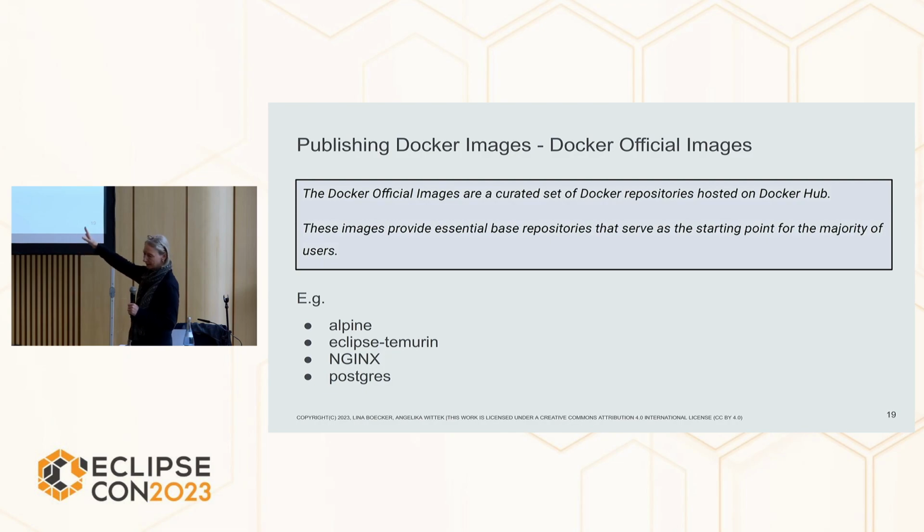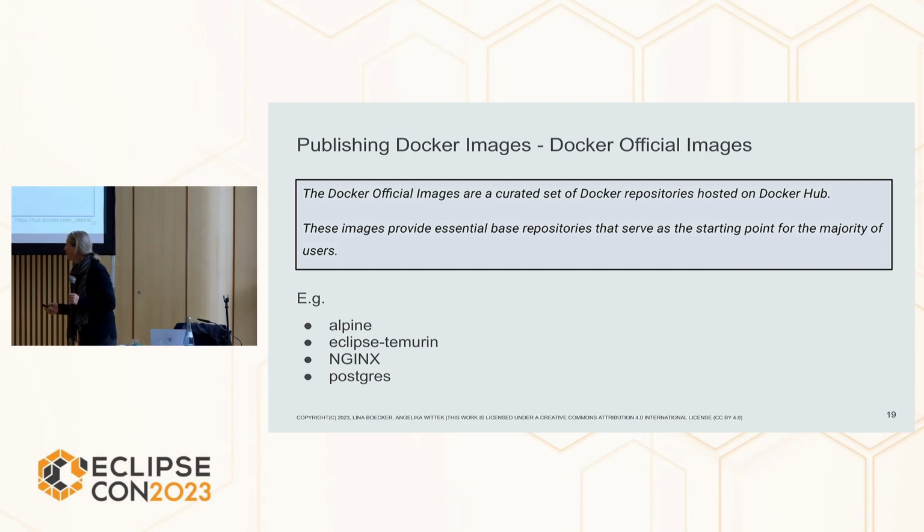There are famous ones, I think you're familiar with these: Alpine, it's a Linux, Eclipse Temurin, it's for Java, Nginx, Postgres as database. But use these images. It's a good idea. Don't pull Docker images from somewhere. You can do it, but they are curated, we already have the package scans online. So this is a good idea.